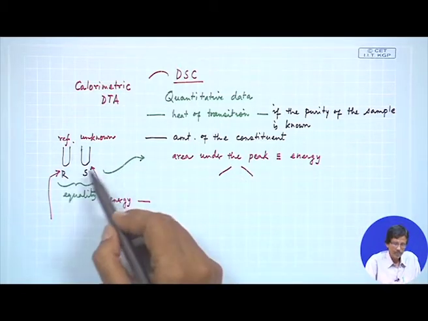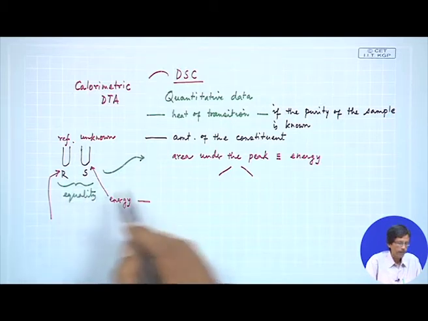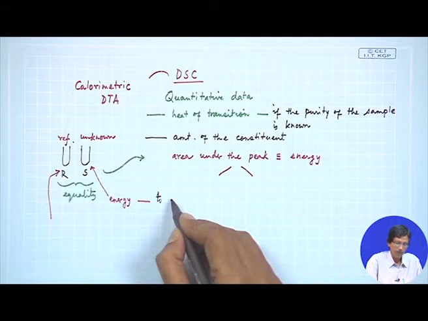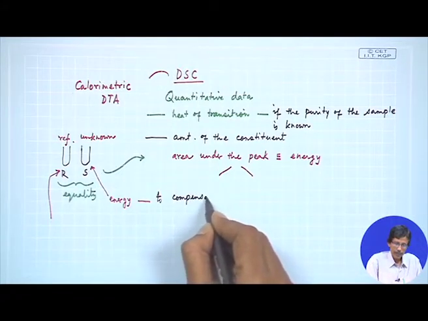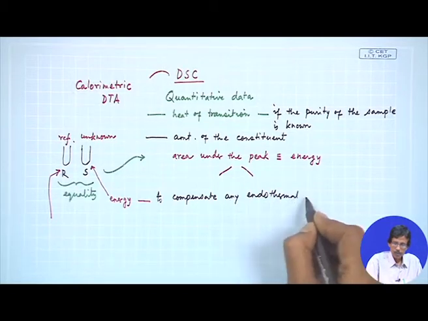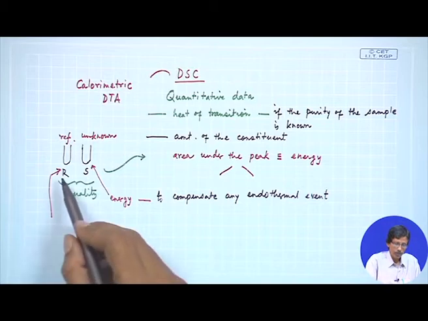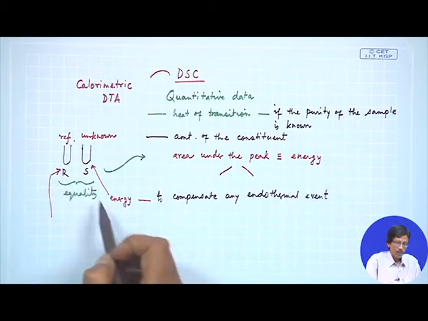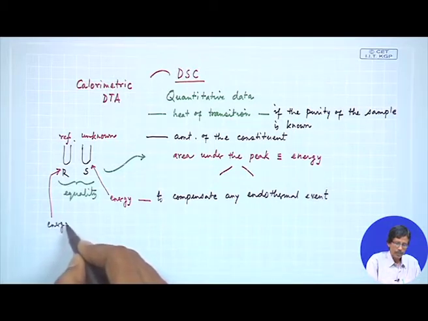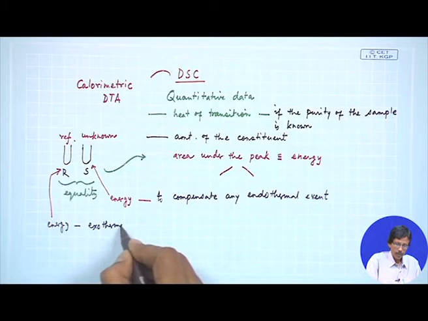So, why? Because if it is an endothermic process, to compensate, we have to keep these two temperatures very close by. So, energy should be supplied to your sample to compensate any endothermal event. Similarly, energy will be supplied to the reference material if the process is exothermic, because the temperature of the sample will be up and the reference will lag behind. So, in that case energy will be supplied to the chamber where you have an exothermal event.